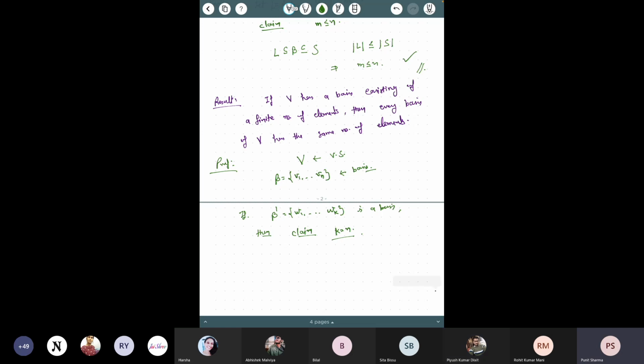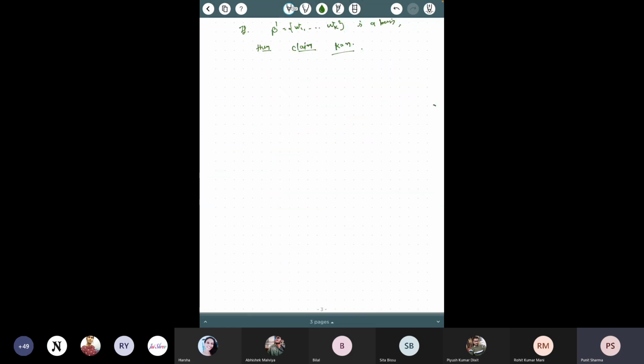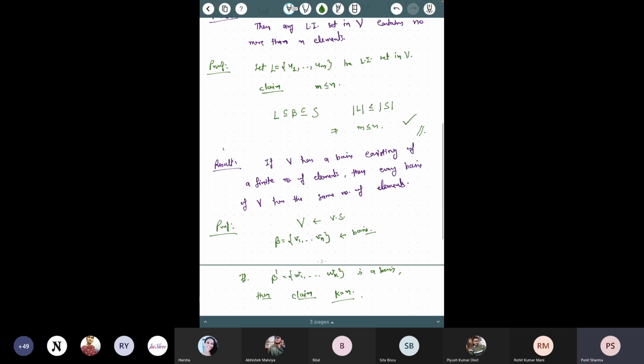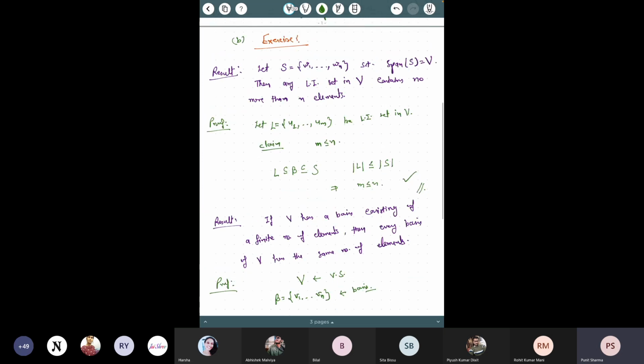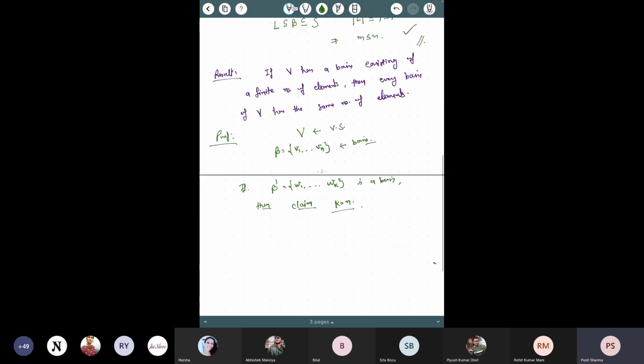See, what you have to do here: you both are bases, so both are linearly independent sets. So there are many ways to prove this. As you said, you can use the fact that a basis is a maximal linearly independent set. If you want to use the previous result, you can use just whatever we have proved here. You can prove that also, and then you can prove this.